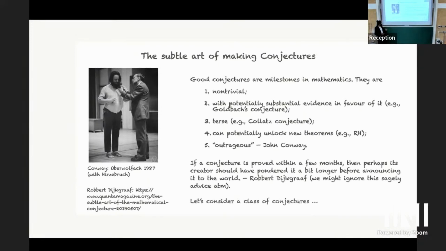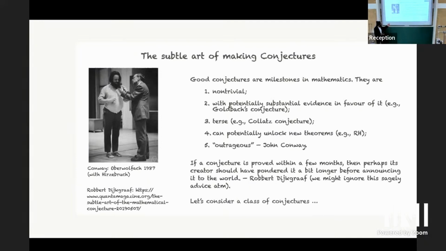Dijkgraaf has an interesting quote from John Conway in this article, who says that a good conjecture must be outrageous. This is a true Conway style of doing mathematics, and it is indeed true that some of the most important results in mathematics, when they appear, seem to connect completely disjointed fields of mathematics. It is in that sense that Conway would have presumably said that good conjectures must be outrageous.